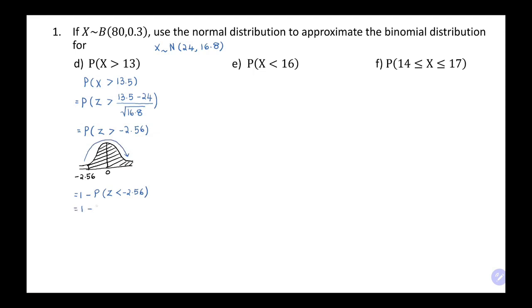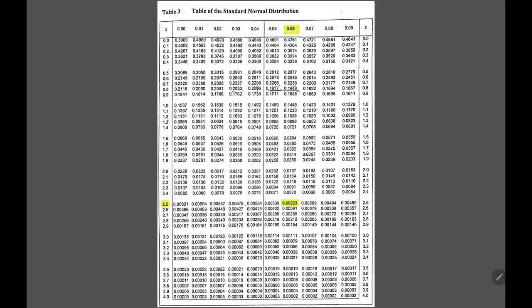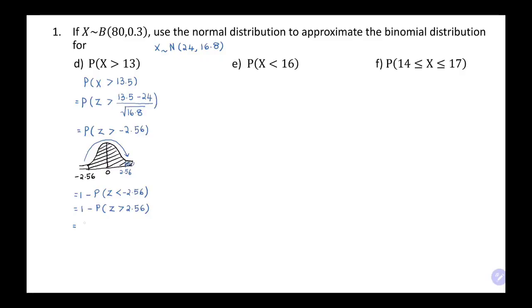So we change to P(Z) greater than positive 2.56. Find from table value for 2.56. 2.56, so 0.00523. So 1 minus 0.00523. Then we solve, we get answer 0.99477.